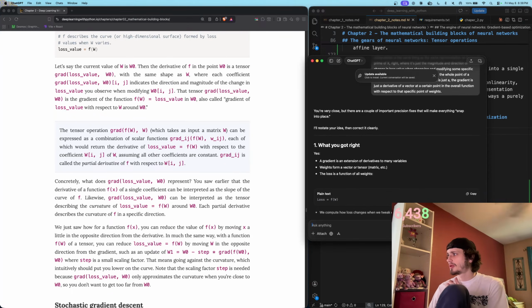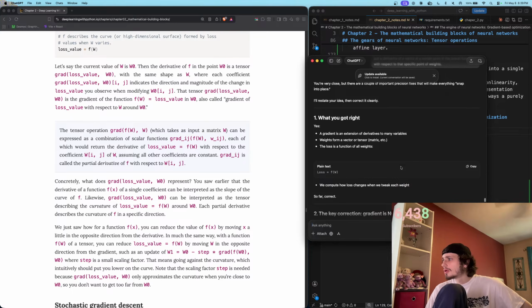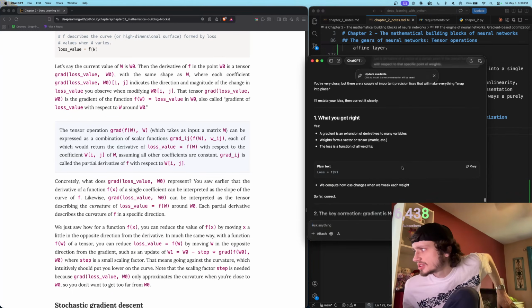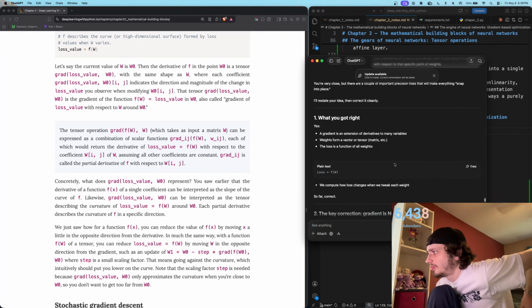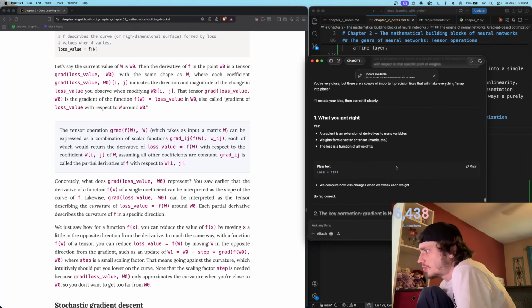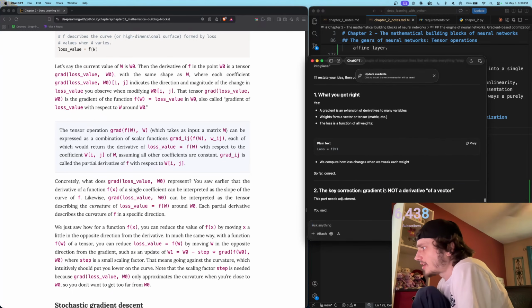You're very close, but there are a couple of important precision fixes. A gradient is an extension of derivatives to many variables. Yes. Weights from a vector or tensor matrix. Yes. The loss is a function of all weights. The loss is a function of all of the weights. We compute how loss changes when we tweak each weight. So far, correct.